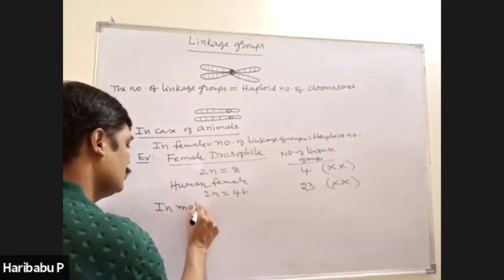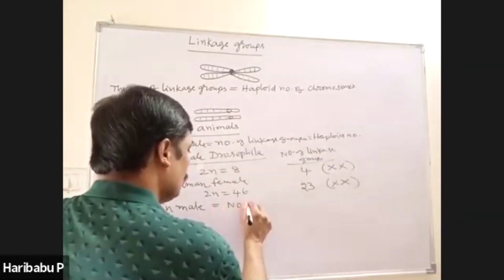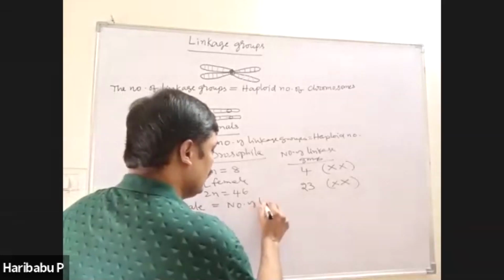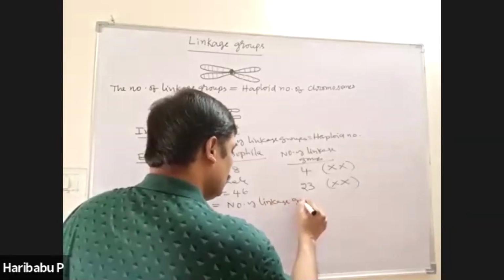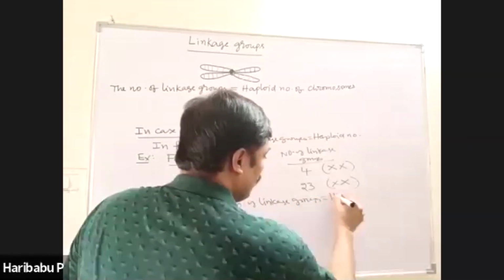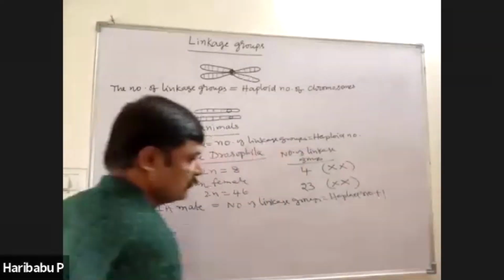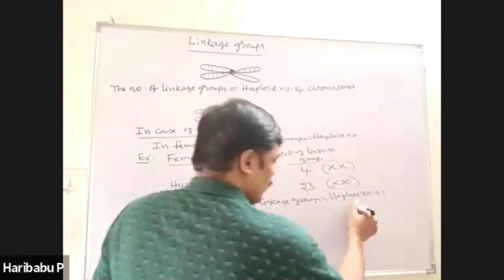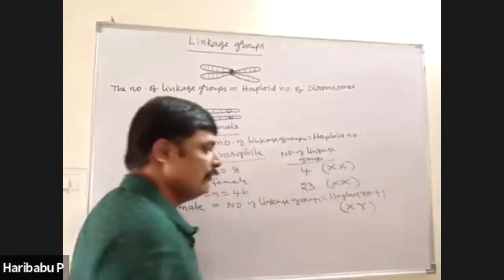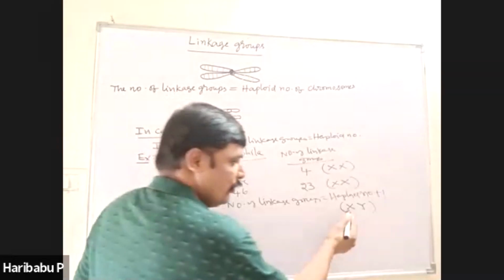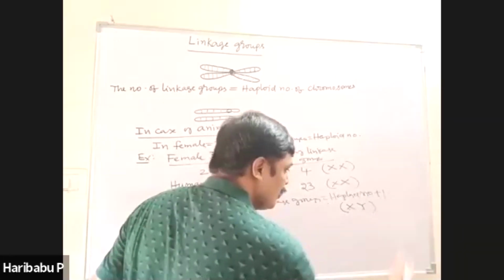In males, number of linkage groups is equal to haploid number plus 1. Haploid number plus 1, because here X and Y are present. The genes present on X chromosome are completely different from Y chromosome. Therefore, you have to take X as one set and Y as another one. Therefore, you have to consider one extra.